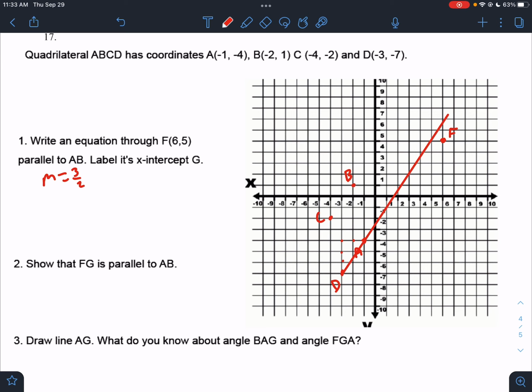Wait, did I do this wrong? That's D. All right, sorry, fam. Let's start it over. Let's go back in time. Sorry, A to B, parallel to AB.